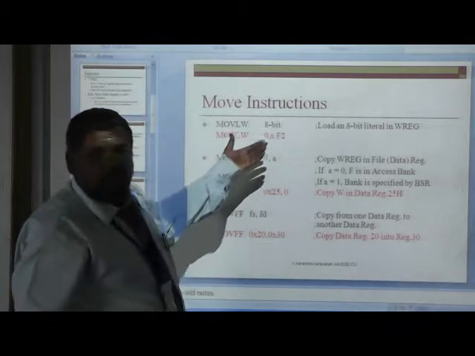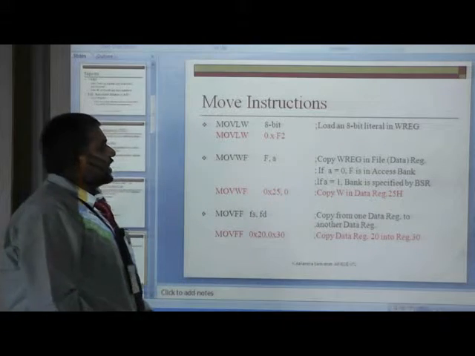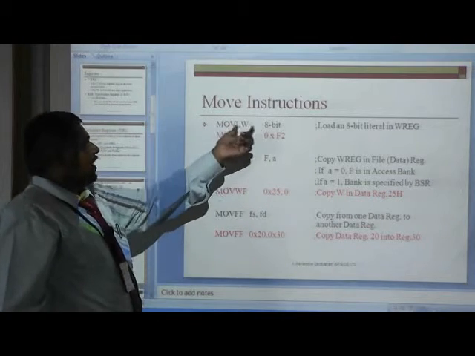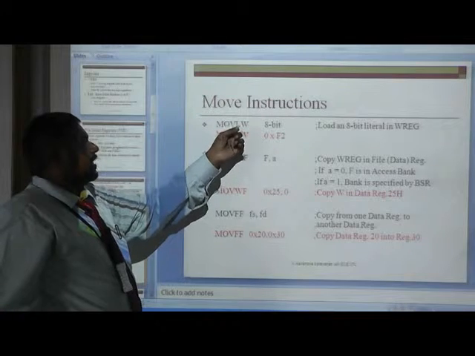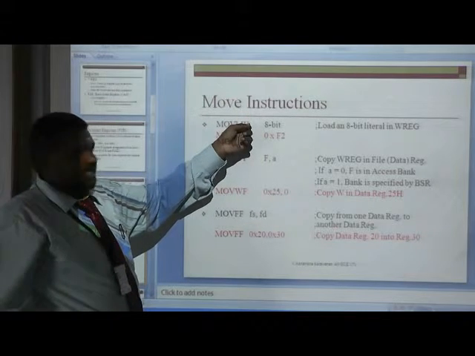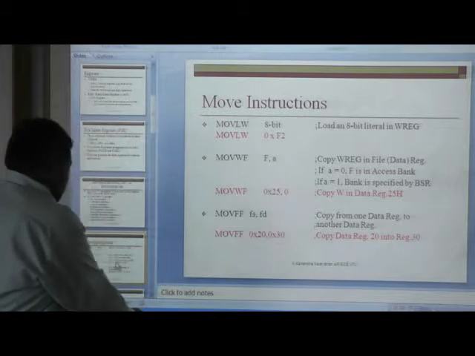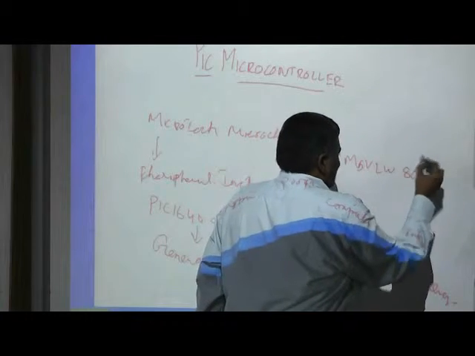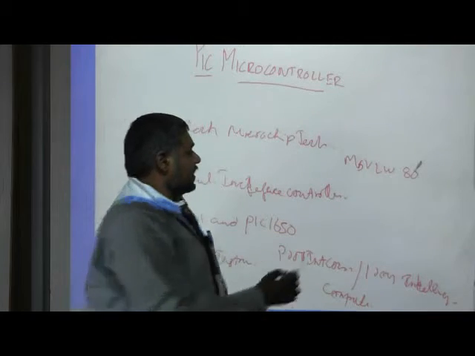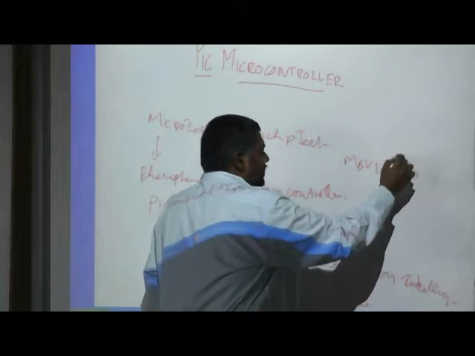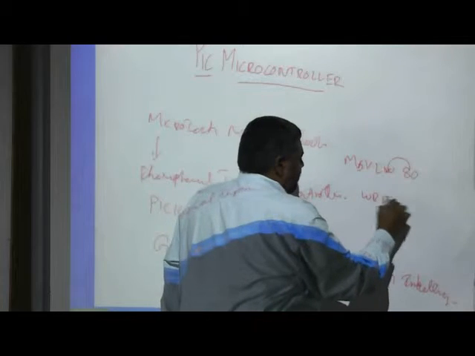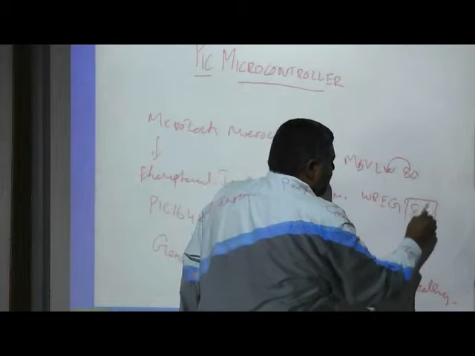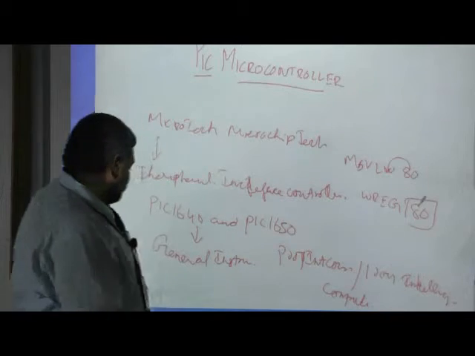Now we will start with the move instructions. The first one is MOVLW, where the literal value is moved into the W register. For example, I can say MOVLW 80, some literal value I take. This literal value is moved into the W register. Now my W register will have the value 80 after the execution of this instruction.